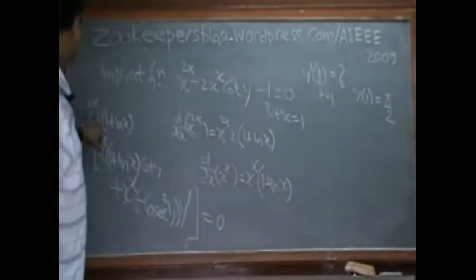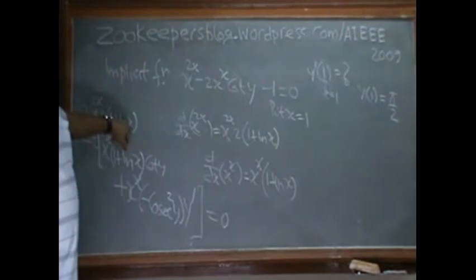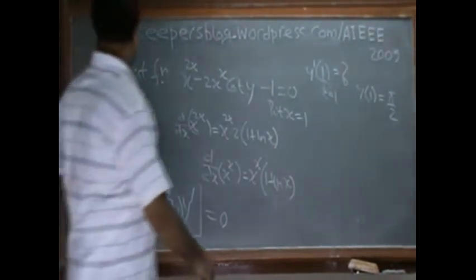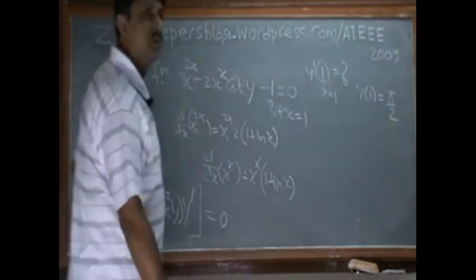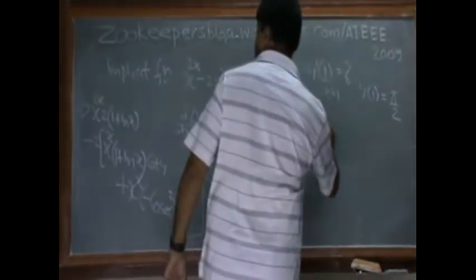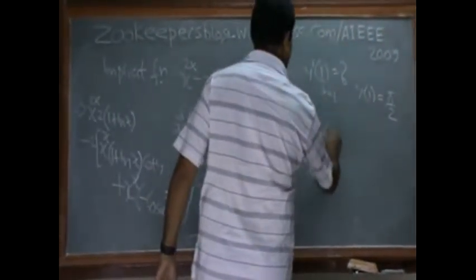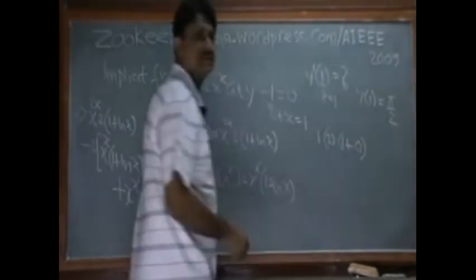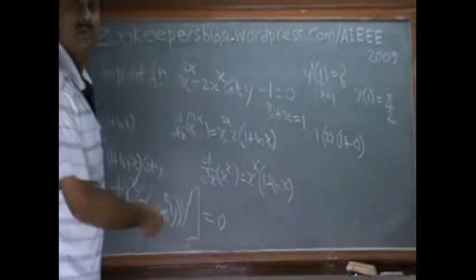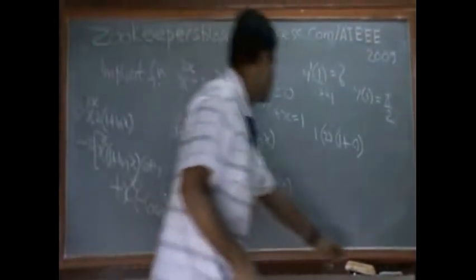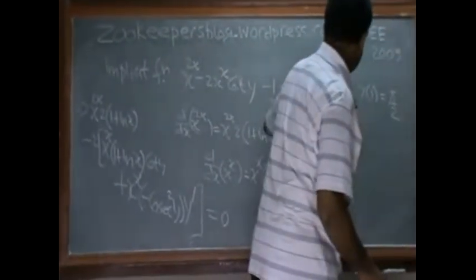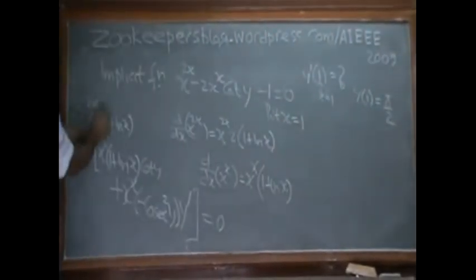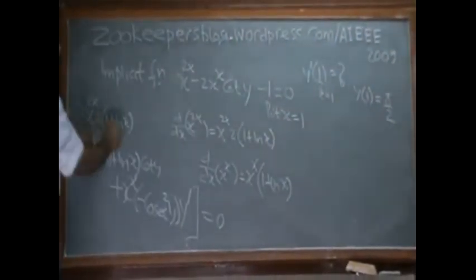So 1, 2, log 1 is 0. So 1 into 2. This is all we do. I'll write it for you: 1 into 2 into 1 plus 0. You want me to write like this? Will you be able to substitute? Just see, 1 into 2 and log 1 is 0. It is just 2.